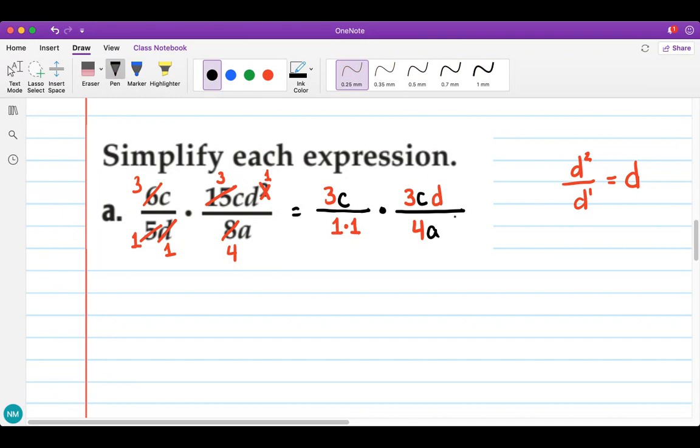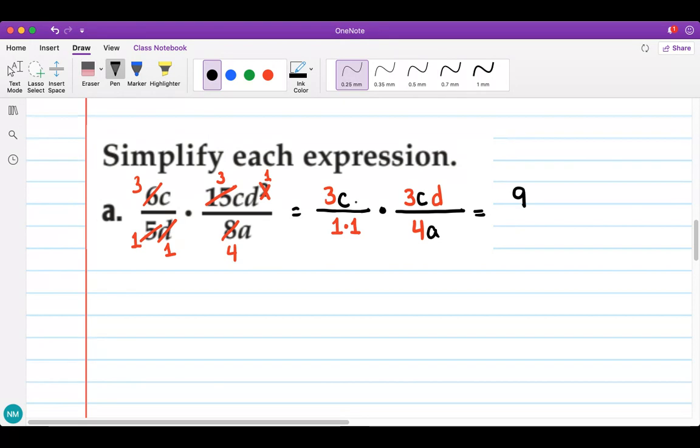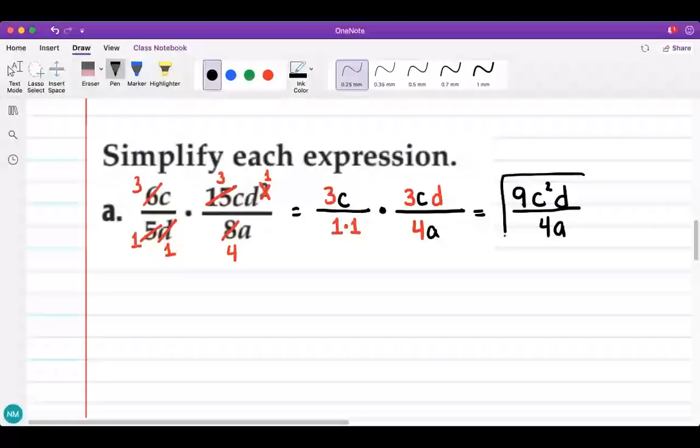So now we can multiply across. And so I get 3 times 3, which is 9. C times C is C squared, and then a D. And then we have 1 times 4a, which is just 4a. And there's your final answer.